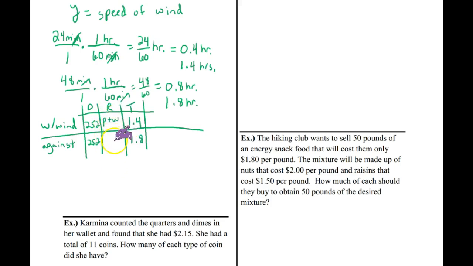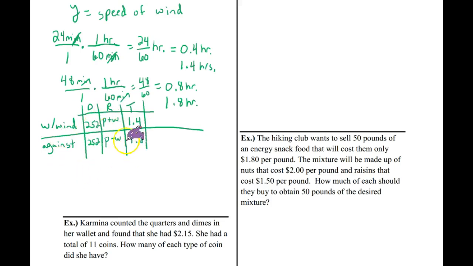When I'm flying against the wind, I have the speed of the plane that I'm traveling, but the wind is slowing me down. So if I'm traveling and then the wind is blowing at me, I'm going to start going slower. It's going to slow me down by that much. So my rate stays constant, but the wind can either push me along or slow me down.